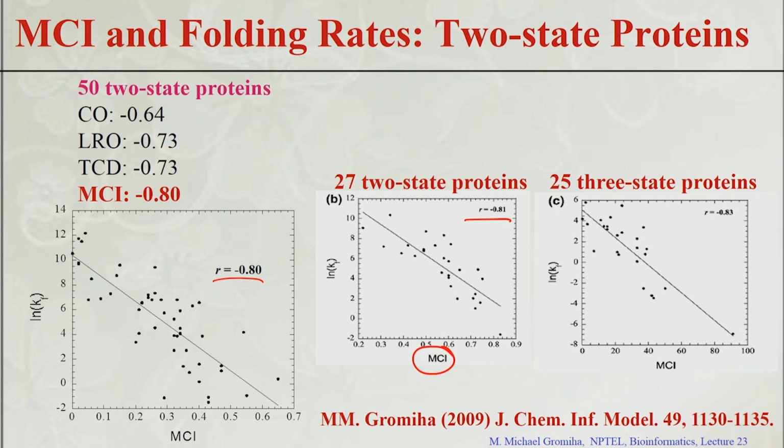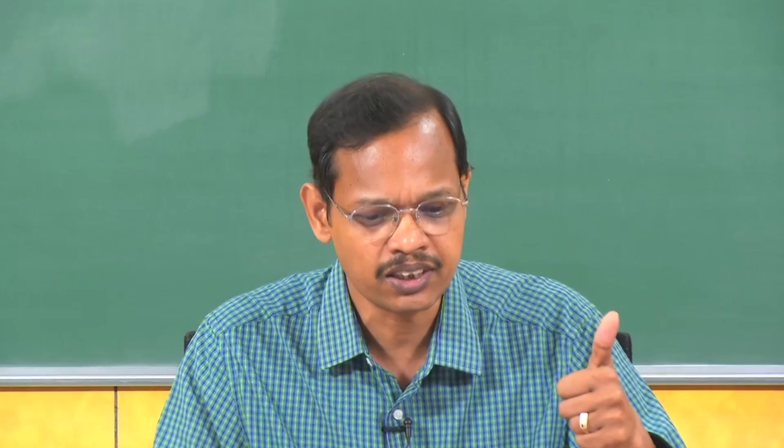Then we use the same with the 3-state proteins, and here also we could get the same correlation of 0.83. So, this can be a good measure for predicting or relating the folding rates. Then we need to compare the 2-state and 3-state proteins. There is one important piece of information between 2-state and 3-state proteins.